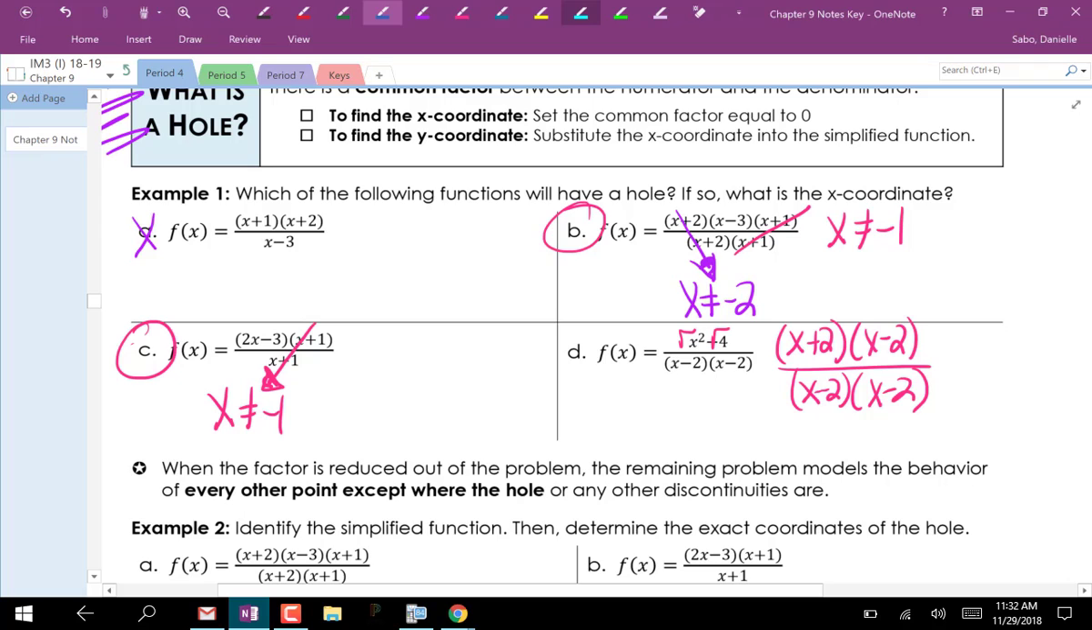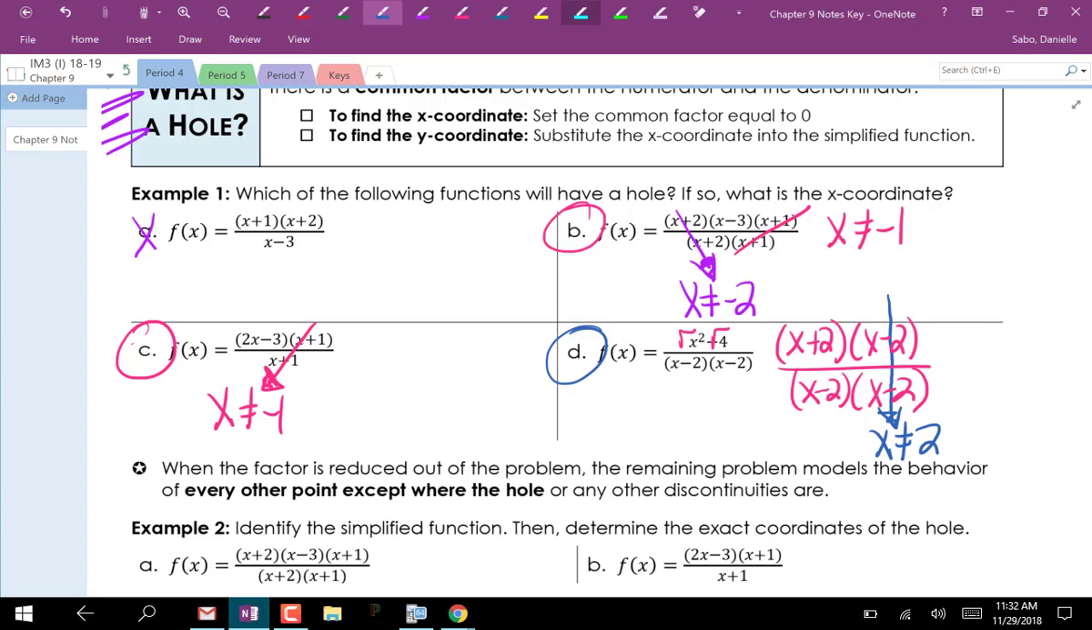If you look here, the x minus 2 cancels. So where is my hole located? At what x value? 2. It's always the opposite. Now the other one doesn't cancel because one's a positive and one's a negative, so be careful with that. Okay, so D had one as well. So the only one that didn't have a hole was A.